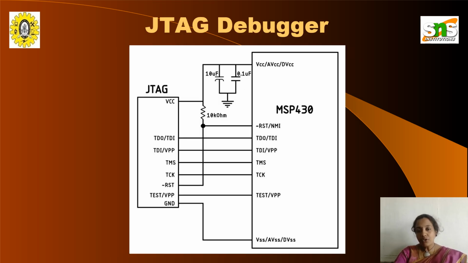JTAG debugger. So here we have the JTAG debugger, which is connected with the MSP430. The power supply connection from VCC JTAG to VCC MSP430, both are the same for the previous circuit and this one. Ground connection is connected. Test signals are connected. TCK and TCK are connected together. TMS and TMS are connected together. TDI and TDI are connected together.